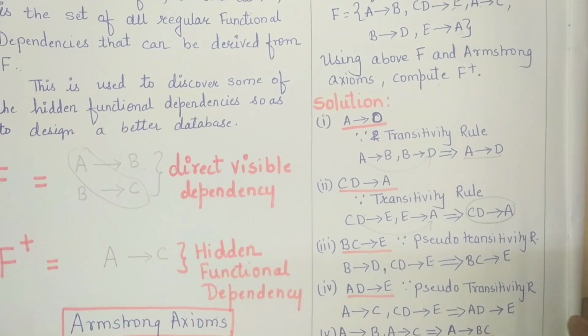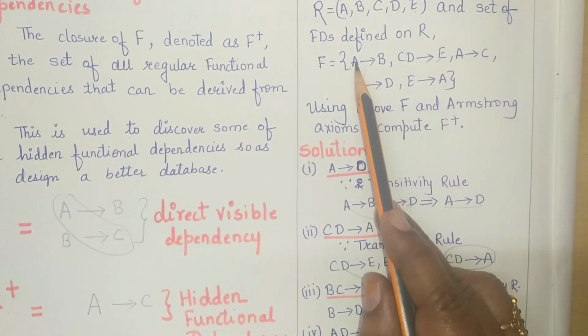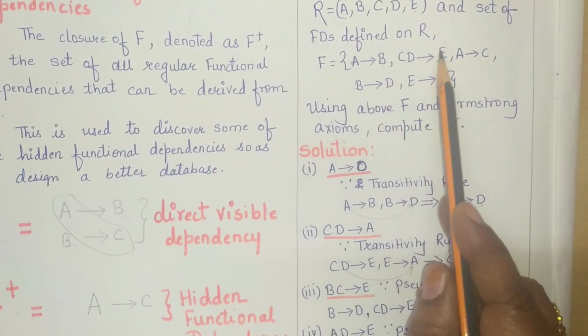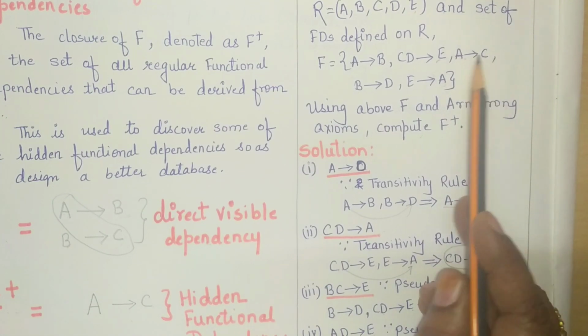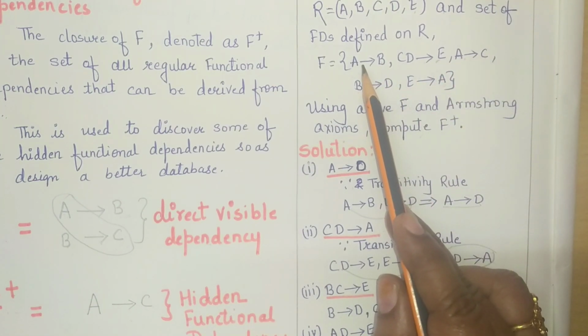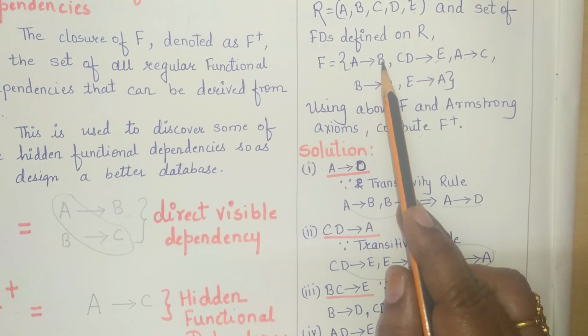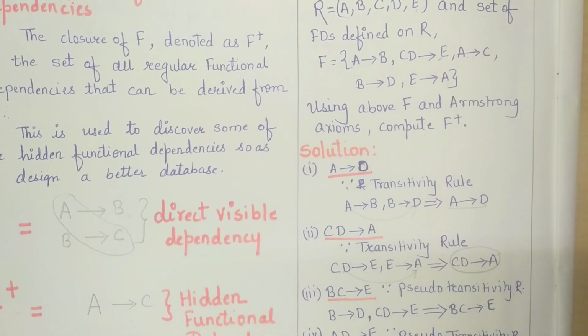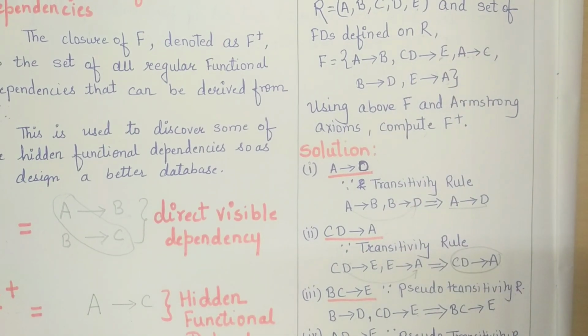A determines B is already here, you can see. A determines B and A determines C. Then with the help of the union rule, A determines BC. This is how we are going to compute the closure of a set of functional dependencies. We will see one more example for this.